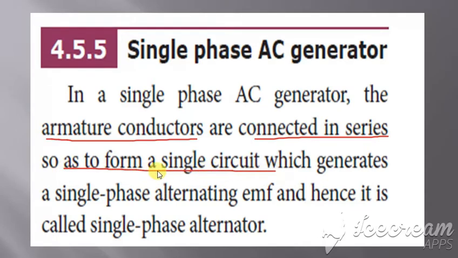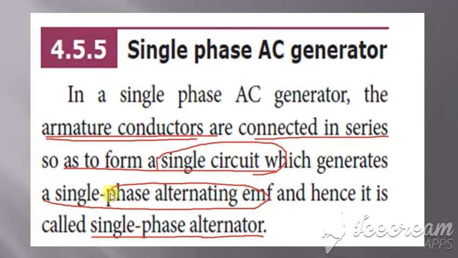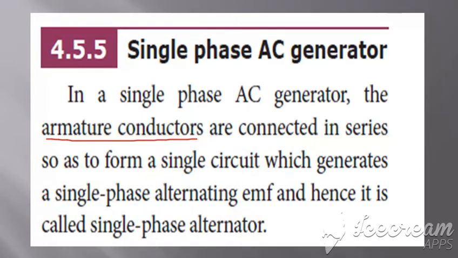single circuit. So, to form an armature circuit, if all the conductors are connected, then that is said to be a single phase alternator. Why it is called a single phase alternator is because it generates a single phase alternating EMF. Since it generates a single phase alternating EMF, it is said to be a single phase alternator. Clear? So all the armature conductors are connected in series so as to form a single circuit. Since it forms a single circuit, this is called a single phase AC generator.